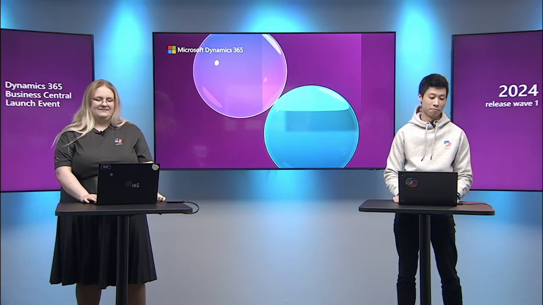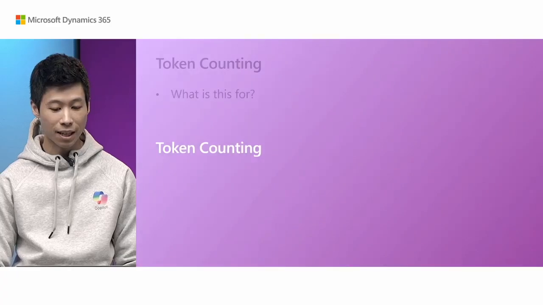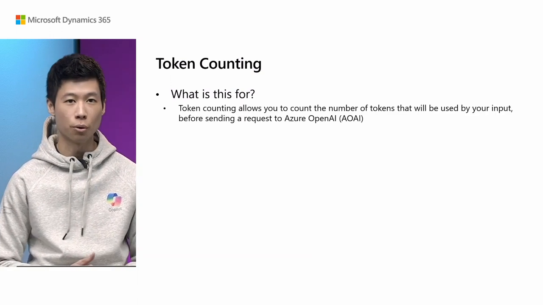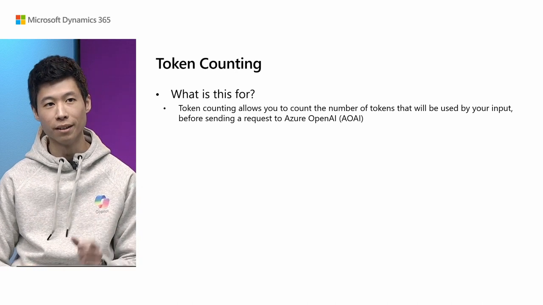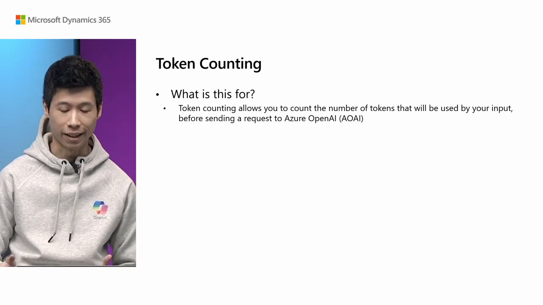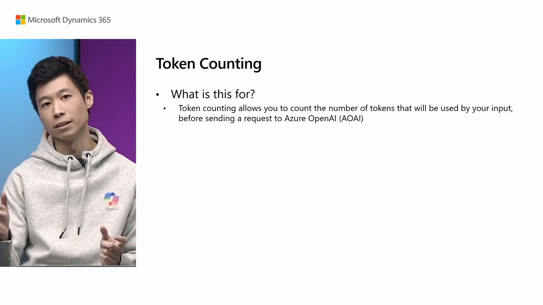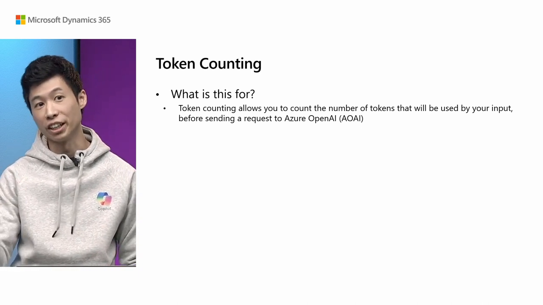Thank you, Julia. So, token counting. What is this for? Token counting allows you to count the number of tokens that will be used by your input before sending a request to Azure OpenAI. Specifically, it's the input, and it does not count your output because the output requires it to have been generated already.